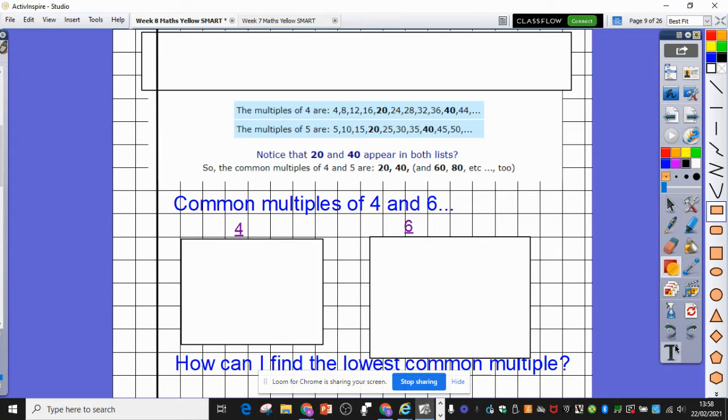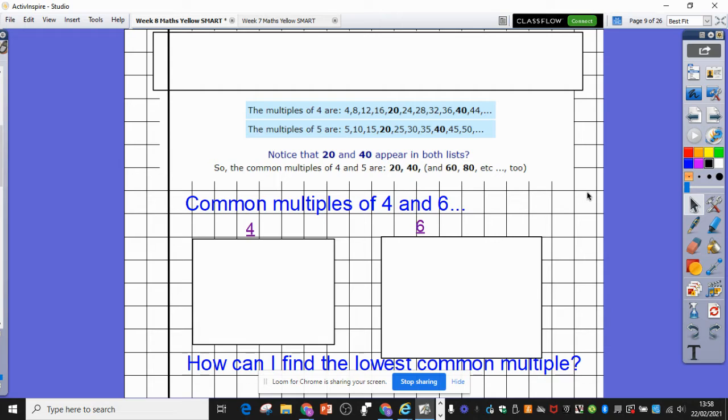Well, I think the first thing we need to do is just refresh our memory in terms of what a multiple is. Now, remember, multiples are what you get after multiplying the number by an integer or a whole number. So for example, here, the multiples of 4 are 4, 8, 12. So we've gone 1 times 4, 2 times 4, 3 times 4, 4 times 4. So it's a number multiplied by an integer. So it's your times tables in effect.